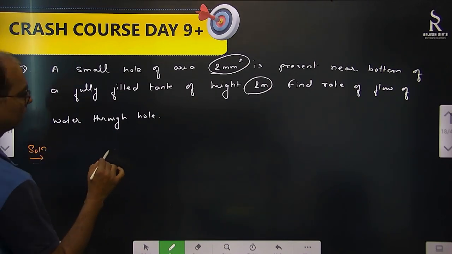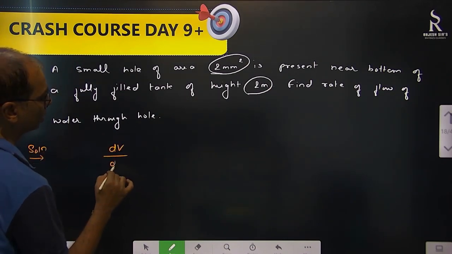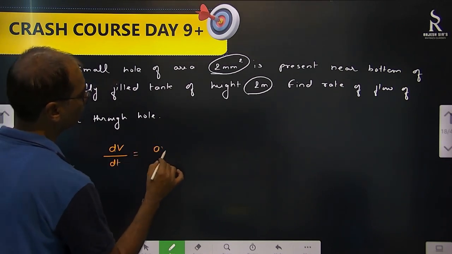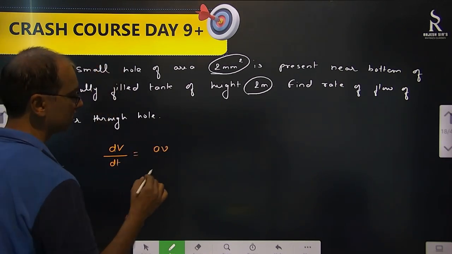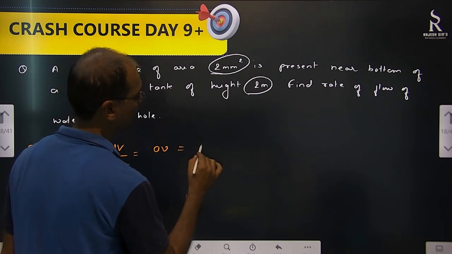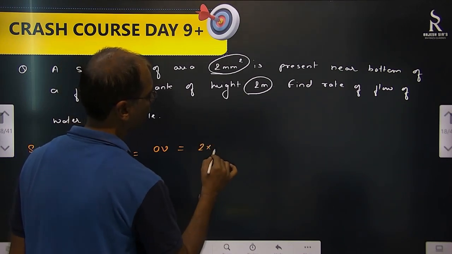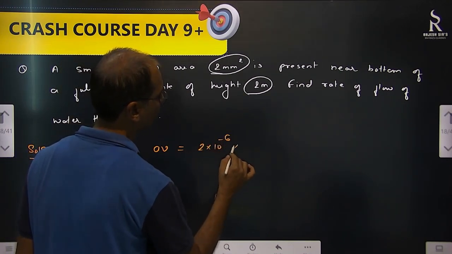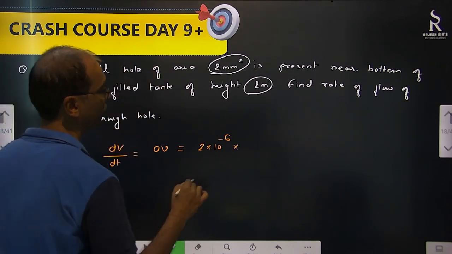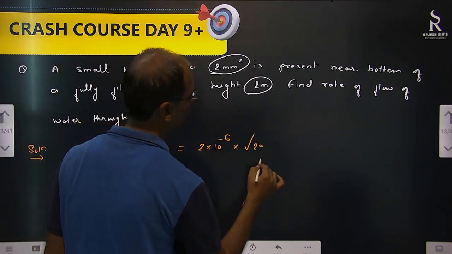What is the question asking us? dV by dt. And dV by dt is what? Area into velocity. What is this velocity? Velocity of efflux. So area is 2 mm square, 2 into 10 to the power minus 6 meter square, into velocity of efflux, which means root 2gh. So 2g into 2.